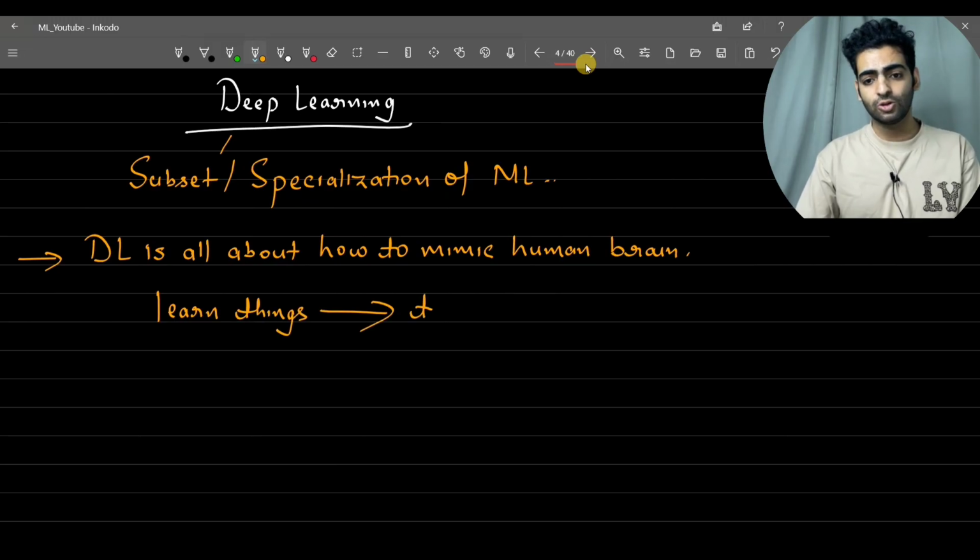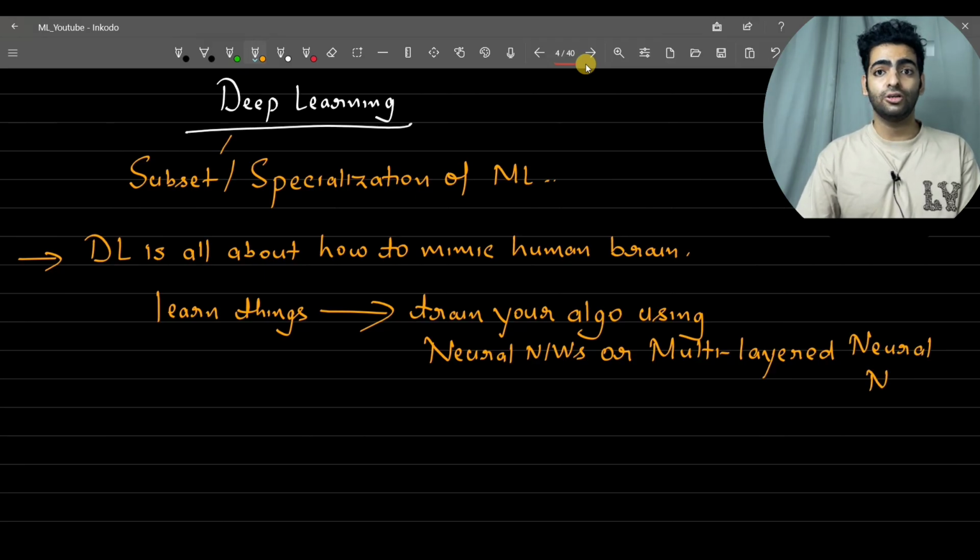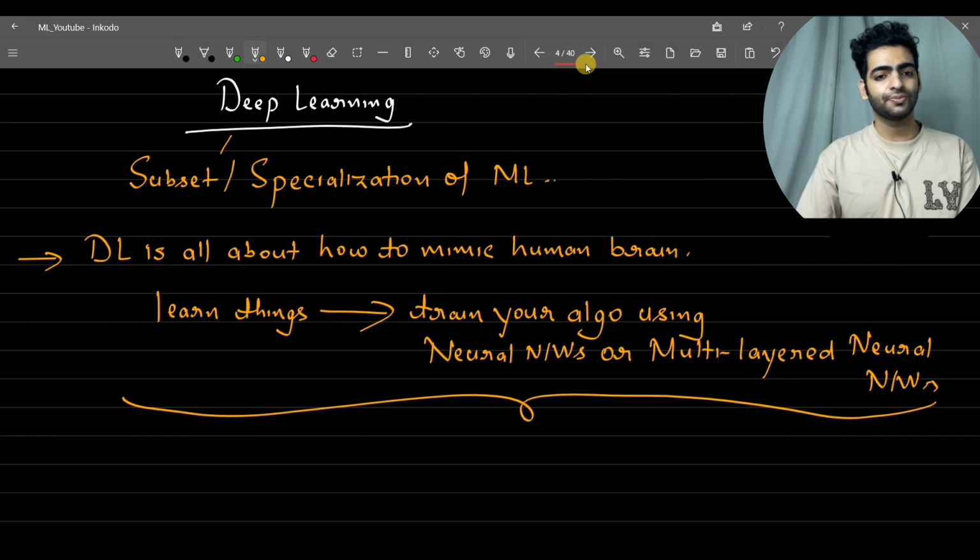Or can you also train your algorithm, of course deep learning algorithms, using something known as neural networks, or sometimes multi-layered neural networks. Deep learning is all about neural networks. So that's what deep learning is.